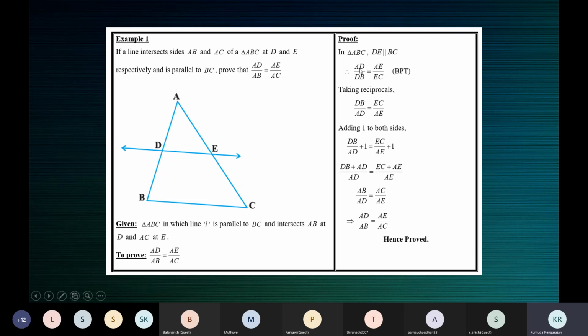When you add one, you lose them. You will not lose the denominators, you will lose the numerators. But you don't want to lose them because you want AD and AE in the result. So take reciprocals. When you take reciprocals on both the sides, you get AD and AE in the denominator. So even if you add one, you will not lose them. They still remain AD and AE. So that when you add one, you get AB by AD is equal to AC by AE. Take reciprocals again to get this result. Look at this. Children, if you have any questions, ask me.